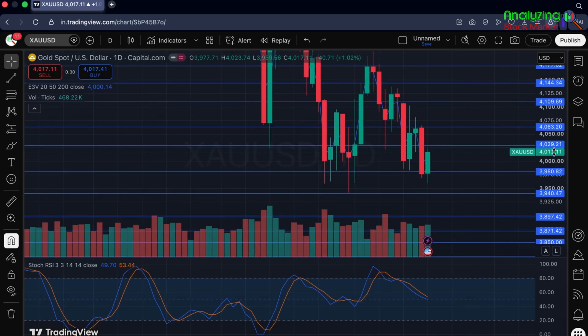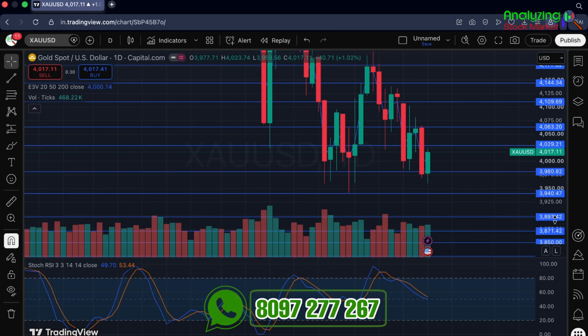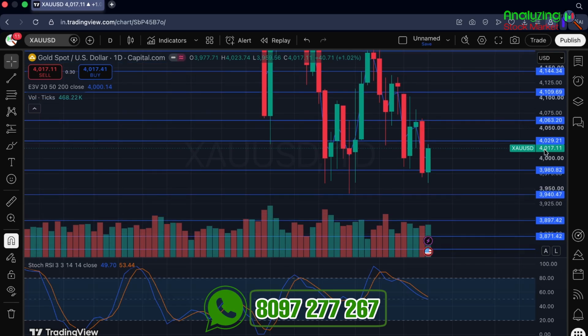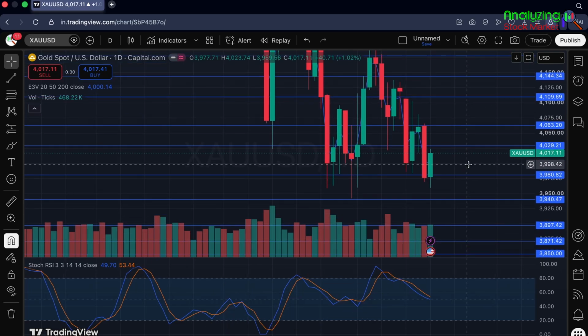Now 4017 is the closing, and the direct support is 3980. Direct resistance is 4029. After direct support, there is a support of 3940 and then 3897. After direct resistance, there is a resistance of 4063 and then 4109. So these are the important support and resistance zones, which will help you take better stop loss and target levels according to your bias for this week. Do mark these levels on your chart as well. These levels will help you take better stop loss and target levels, and will also help you take trades if price breaches the support or the resistance. You can directly trade from these levels as well.